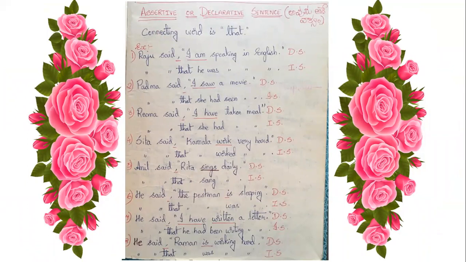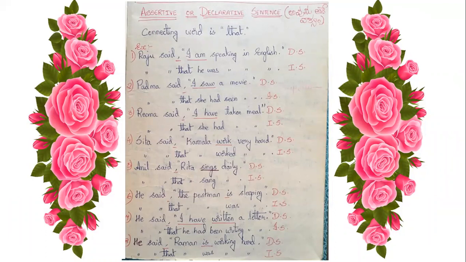For example, Raju said, I am speaking in English. See, the sentence in the quotation is, I am speaking in English. This is declarative, the sentence that states something. So we are going to deal with the declarative or the assertive type of sentence. Once we recognize it is declarative or assertive, then blindly you have to use the connecting word, that. Let me make it more clear, children, by examples. Raju said, I am speaking in English.